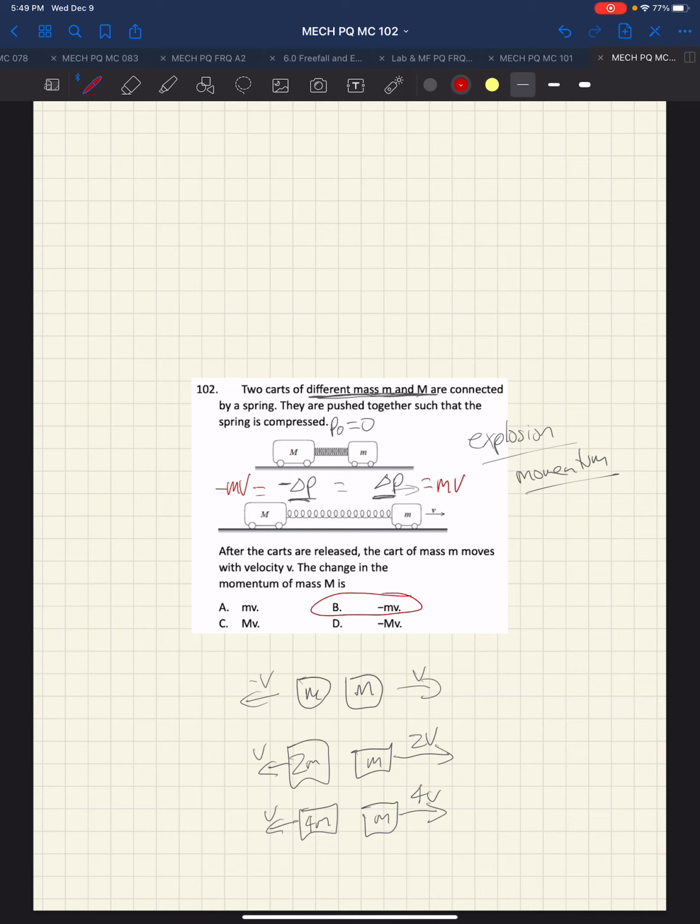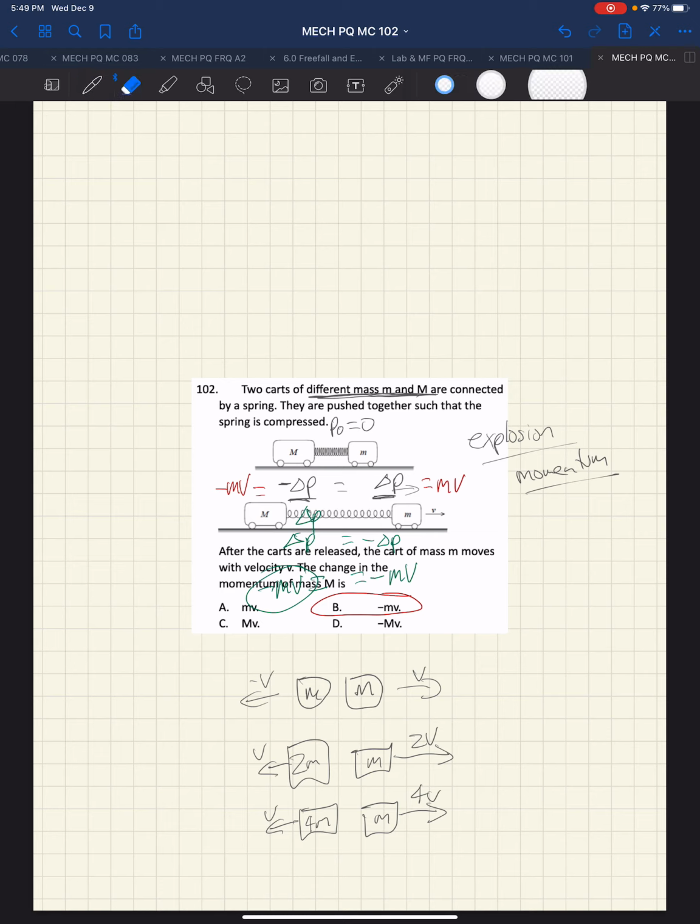Now, if we had done this differently and said that the left one is delta P, and the right one is the opposite, we would have negative mv on one side and mv on the other. So it would still give us the same answer, no matter which way we assign the positive and the negative, because the other side is equal and opposite.